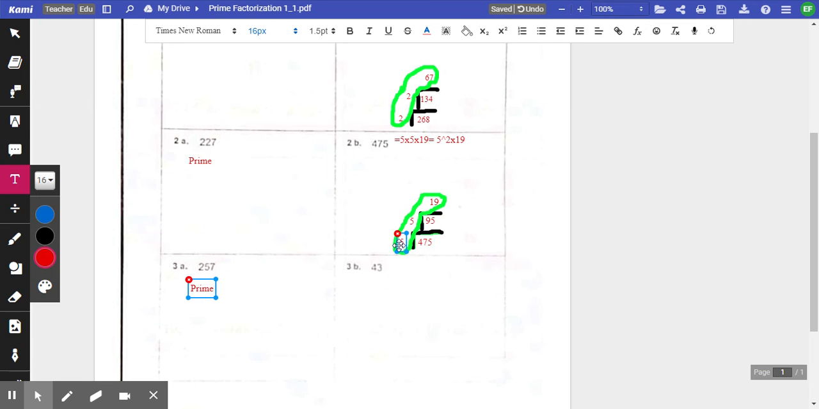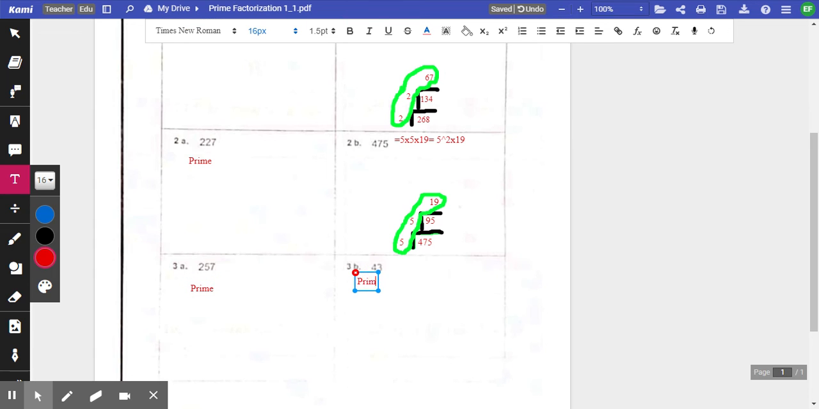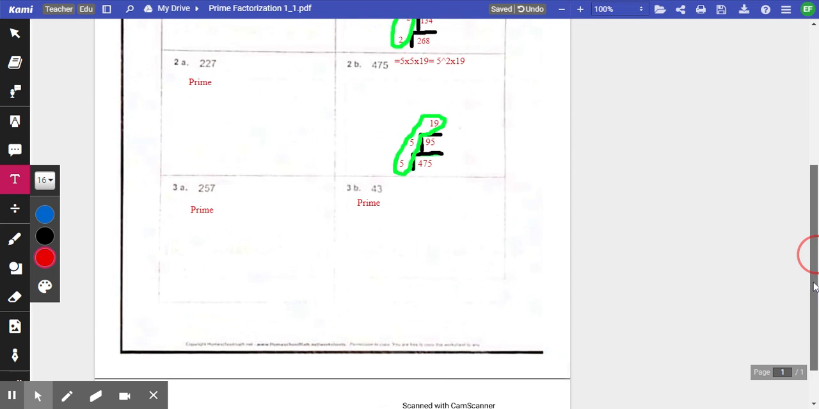Then we start by checking, can we divide by 2? We divide by 2 till we can't any longer. Then we check, can I divide by 3? Can I divide by 5? And 43 is prime.